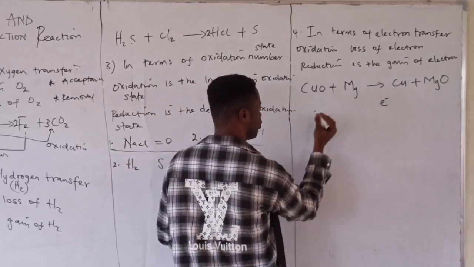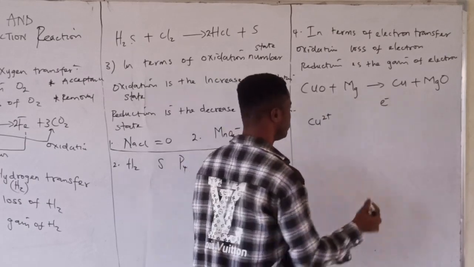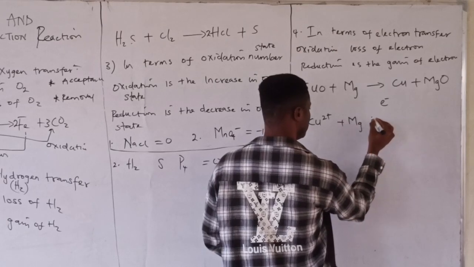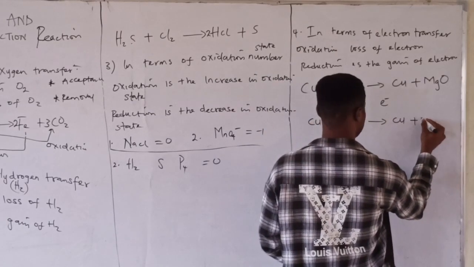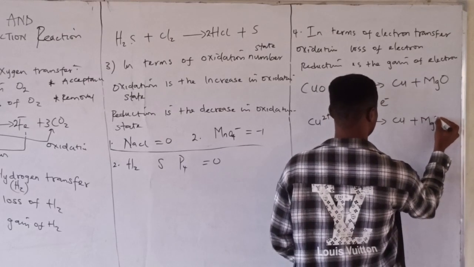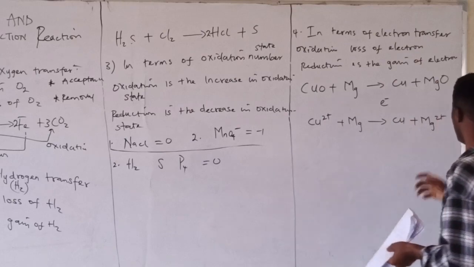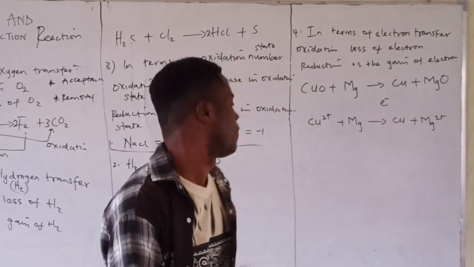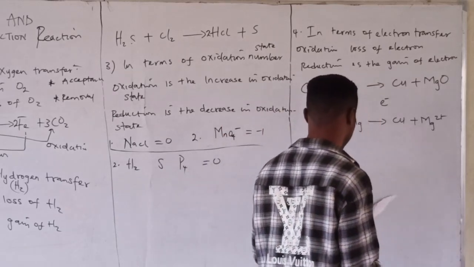So looking at this reaction here, this should be copper 2 ion reacting with magnesium to give us copper reacting with magnesium 2 ion. Alright? So this is what we have. Now let's look at this reaction and see what we have here.